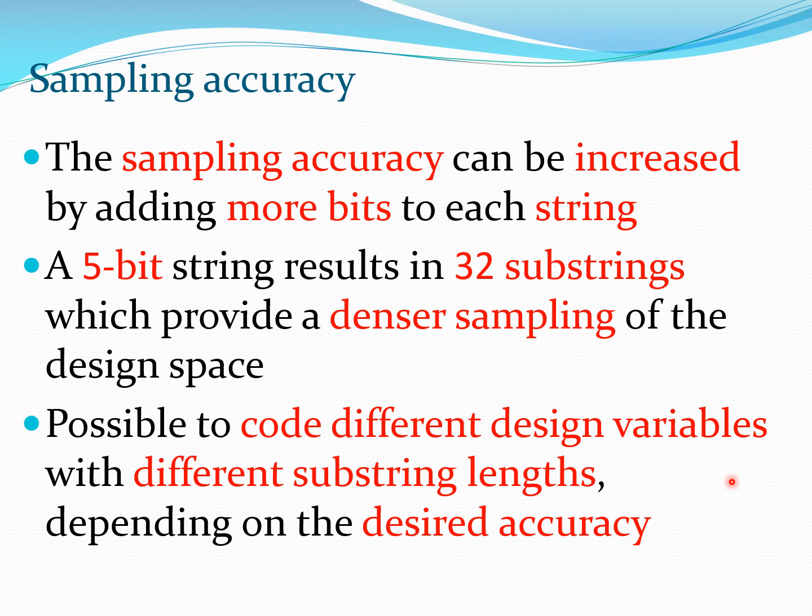Now, one thing that would come to the mind of many engineering type of people who love to get their solutions in terms of a large number of decimal places is that you could add more bits to each string and therefore you could get a higher level of sampling. For example, if you were to take a 5-bit string, that would result in 32 substrings, and that would be a denser sampling of the design space. Now, one interesting thing is that you can code different design variables with different substring lengths. All the variables do not need to have the same level of sampling, and therefore this is something which can be tried out.